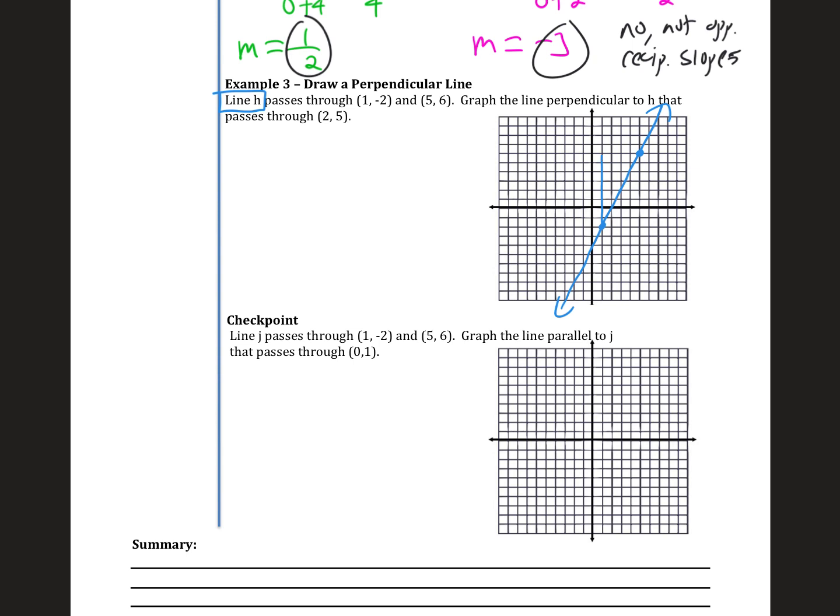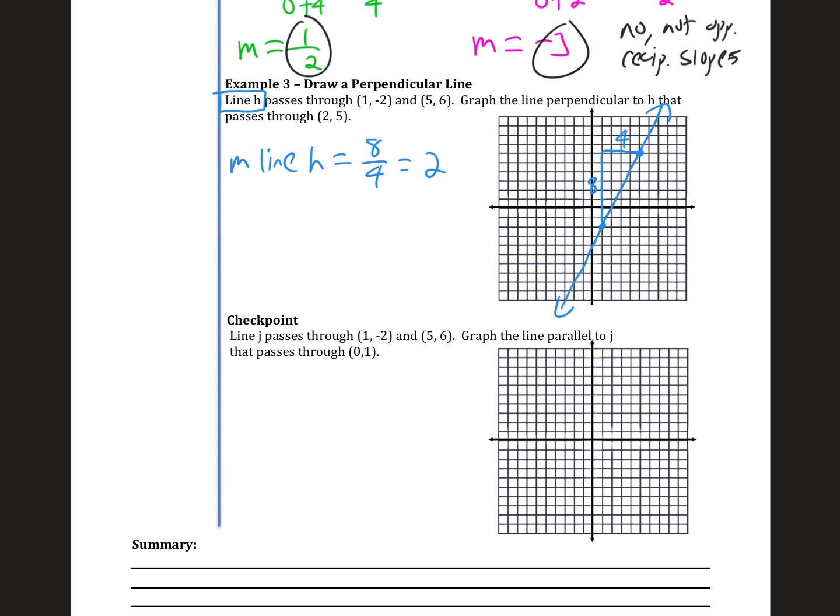How many boxes was that? 1, 2, 3, 4, 5, 6, 7, that was 8, and then over how many? It is over 4. So the slope of line H equals 8 over 4, which equals what? 8 divided by 4 is 2, okay?